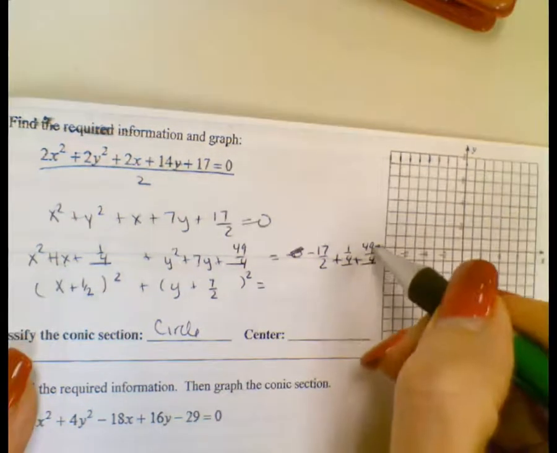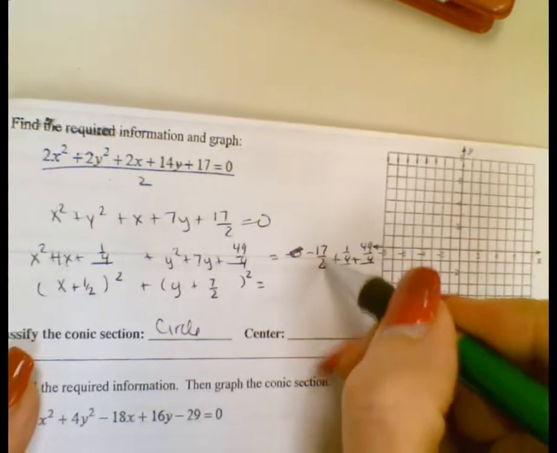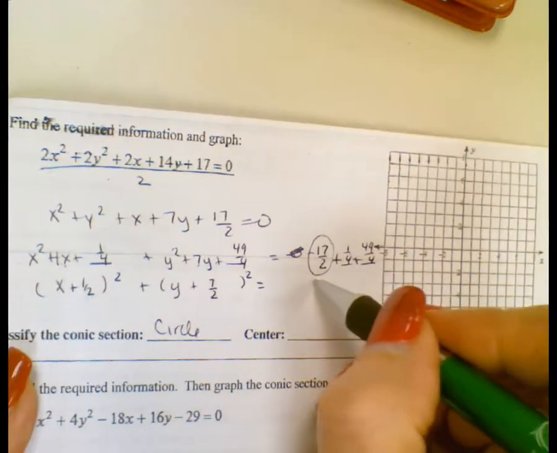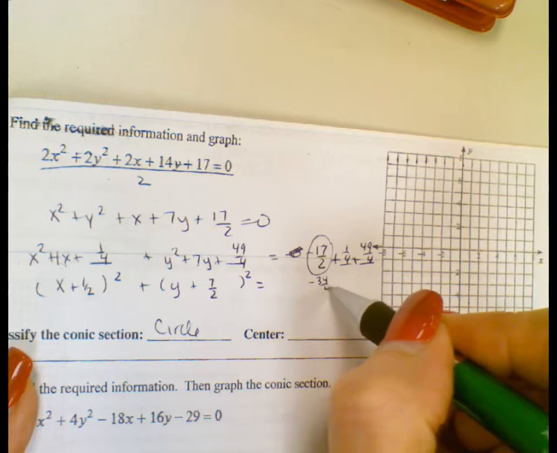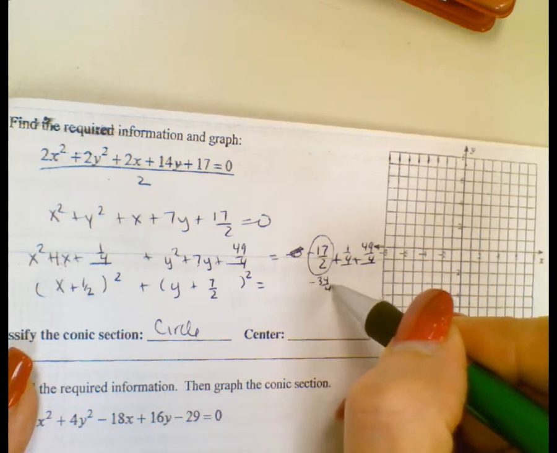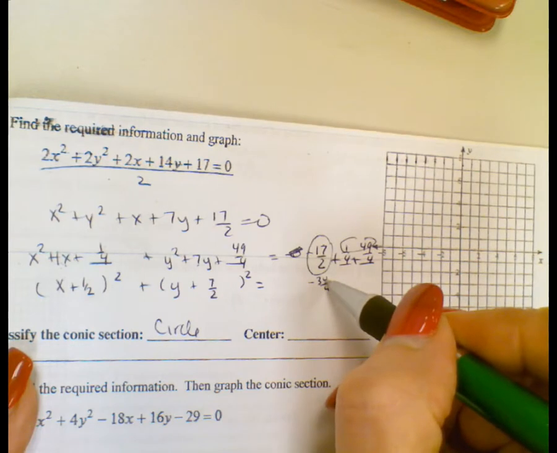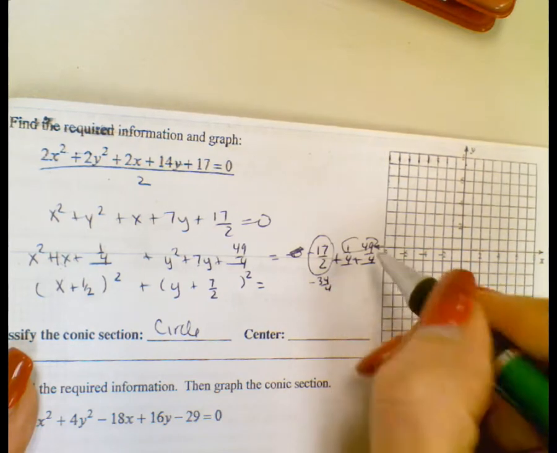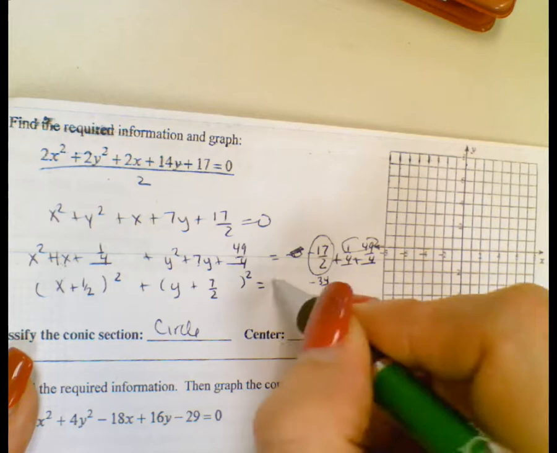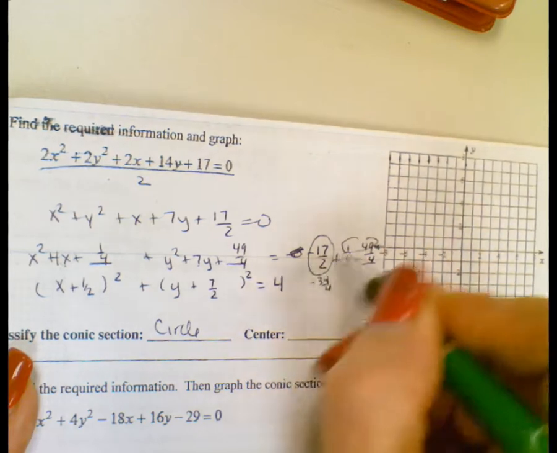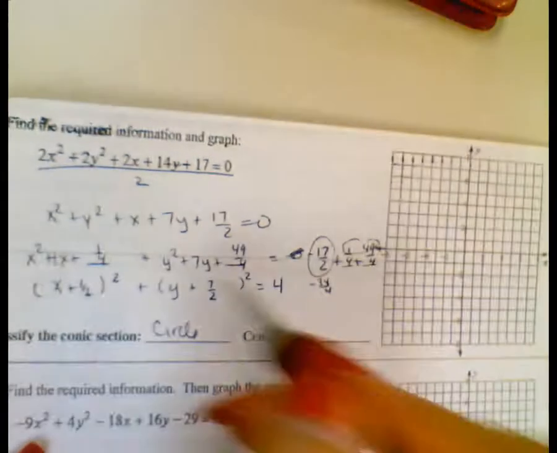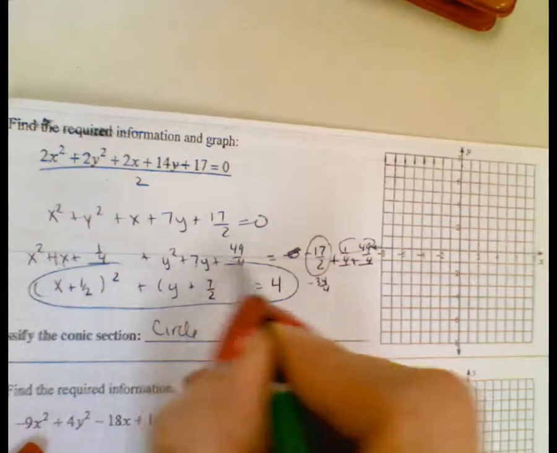Now over here we have 49/4 and 1/4, but this one's halves. Let's change this one to fourths by making it negative 34/4. So we have negative 34/4, 1/4, so this is 50. 50 and negative 34 is 16/4. 16/4 is 4. If you punch all this on the calculator, it should be 4. So this is the equation of your circle.